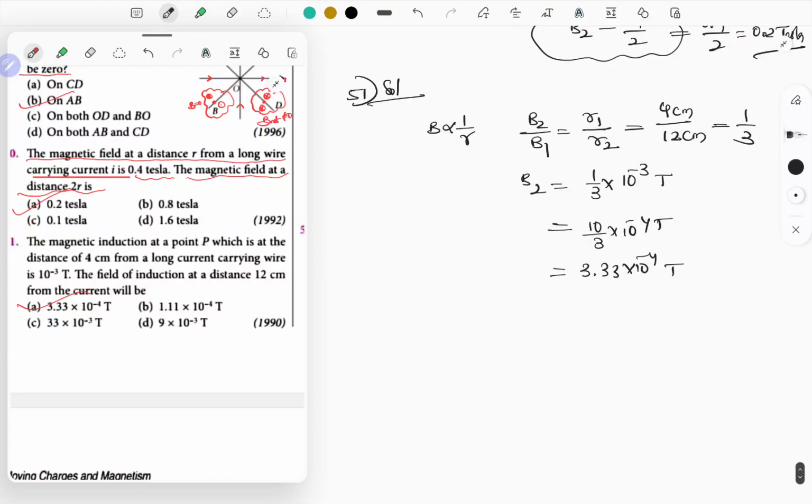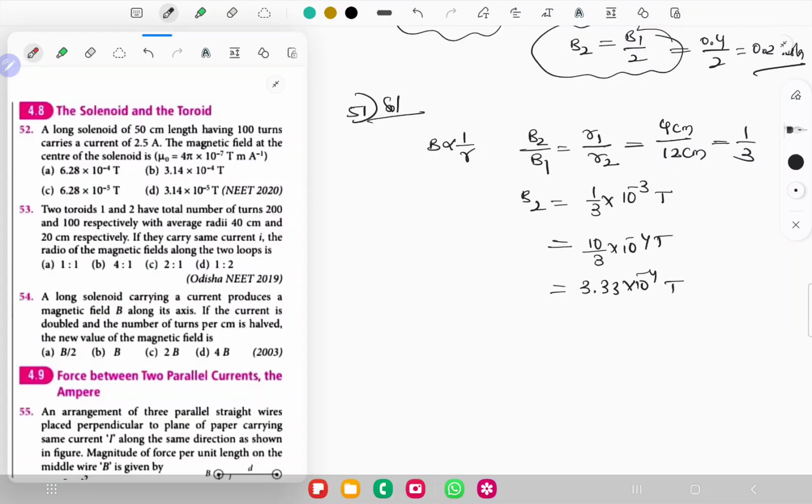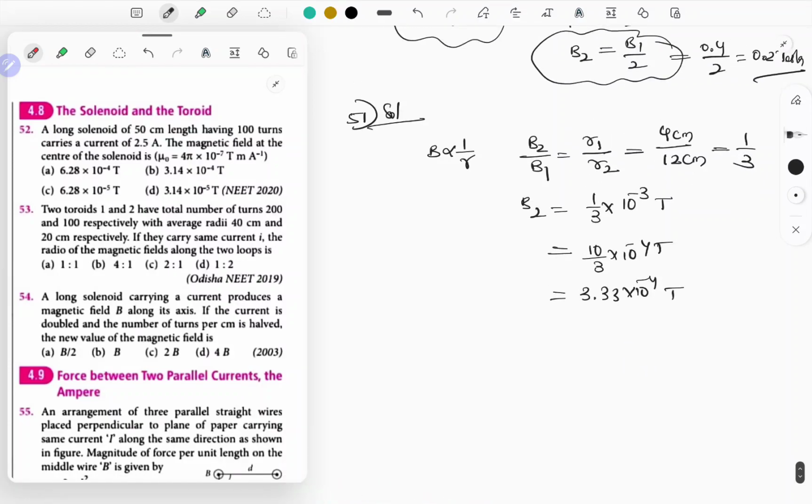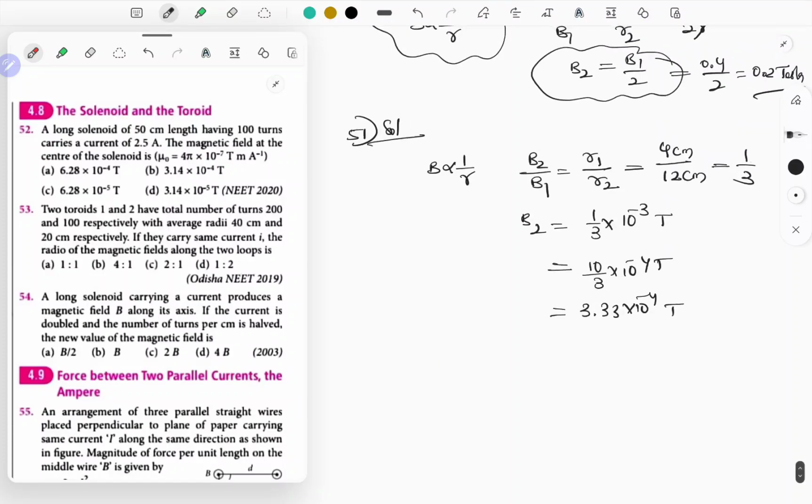Let's move on to another topic. The topic is the solenoid and toroid. For both of them, we have the same formula, that is mu naught n I. Based on the type of the element, we are going to change the value of small n. Okay, let's move on to it.